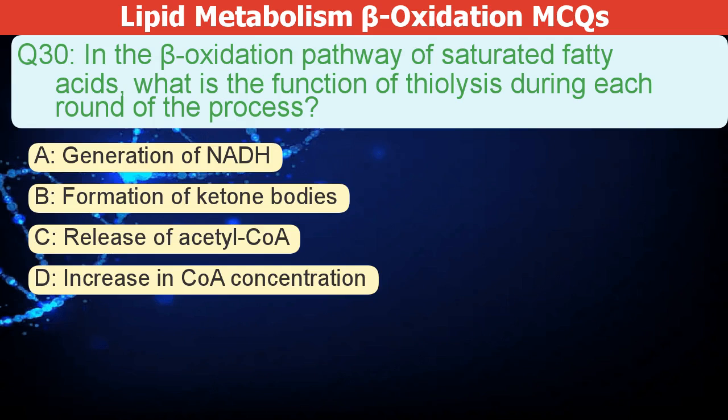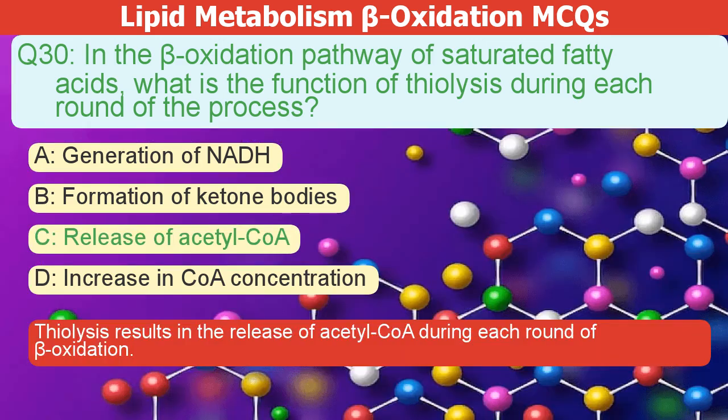In the beta-oxidation pathway of saturated fatty acids, what is the function of thiolysis during each round of the process? A. Generation of NAD. B. Formation of ketone bodies. C. Release of acetyl-CoA. D. Increase in CoA concentration. The correct answer is C. Thiolysis results in the release of acyl-CoA during each round of beta-oxidation.